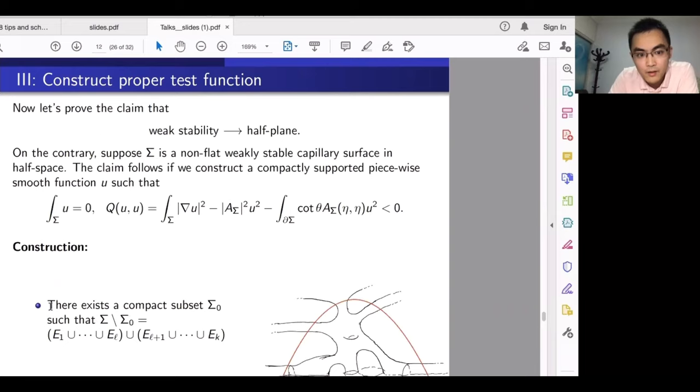The first step is to understand the structure of the surface. As we have proved, outside a compact subset the surface has finitely many interior ends and finitely many boundary ends. Without loss of generality, we can assume that the surface has L interior ends and K minus L boundary ends, and the compact subset inside this red curve is sigma naught.